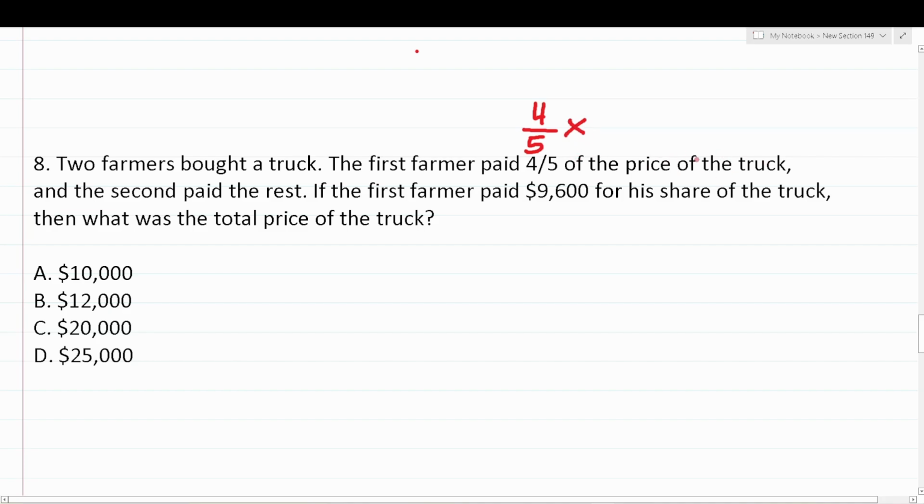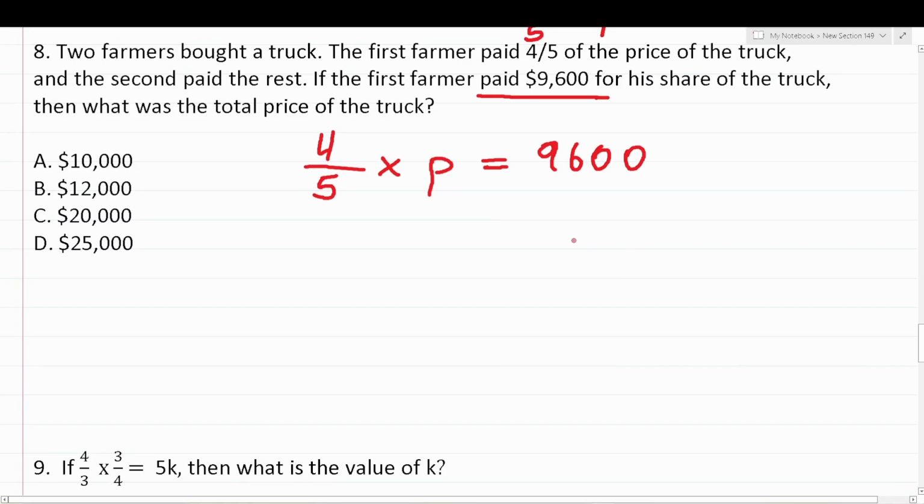And of course, we don't know the price of the truck, so that's an unknown. So I'm going to put P there to represent the price of the truck. All right, so our equation so far is this: 4/5 times P, referring to the price of the truck. And we're told that 4/5 of the price of the truck is $9,600. So that is equal to $9,600. All right, so by solving this equation for P, we'll know what the total price of the truck was.